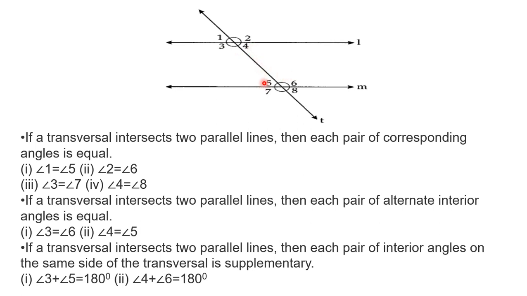Similarly, 4 and 5 are the alternate interior angles, and these lines L and M are parallel, so these pairs of alternate interior angles are equal. So we can write angle 3 and angle 6 are equal, angle 4 and 5 are also equal. In the same way, if a transversal intersects the two parallel lines, then each pair of alternate exterior angles is also equal.